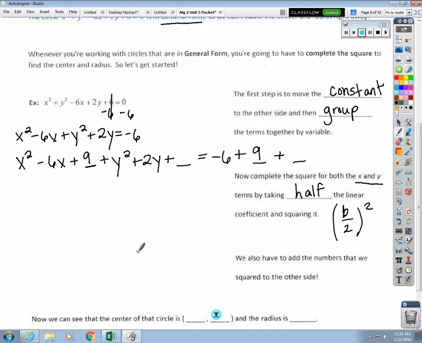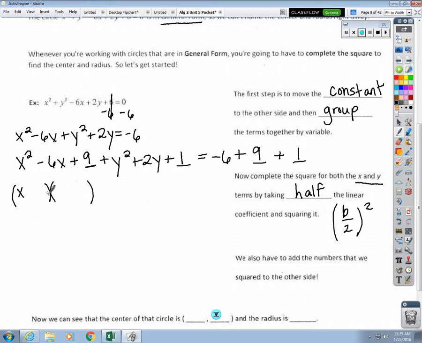Okay, what is the b value for the y's? 2, but when you divide it by 2, you get 1, and when you square it, you get 1, and then add 1 over here. Okay, so same process as completing the square. Now, what can we go ahead and do with x squared minus 6x plus 9? Factor it. Okay, now what hint did I give you about these factors? They're going to be the exact same thing.